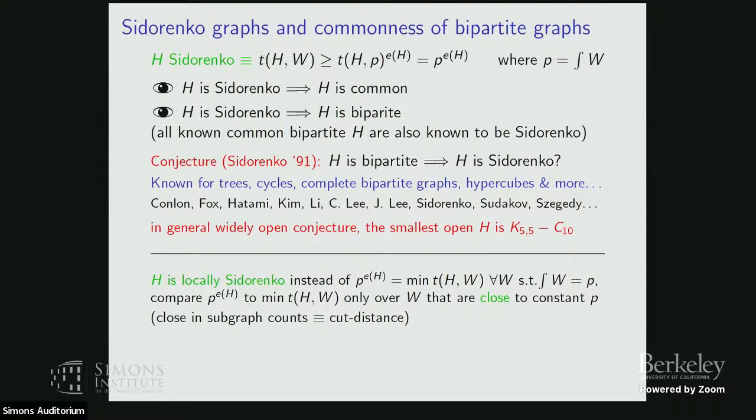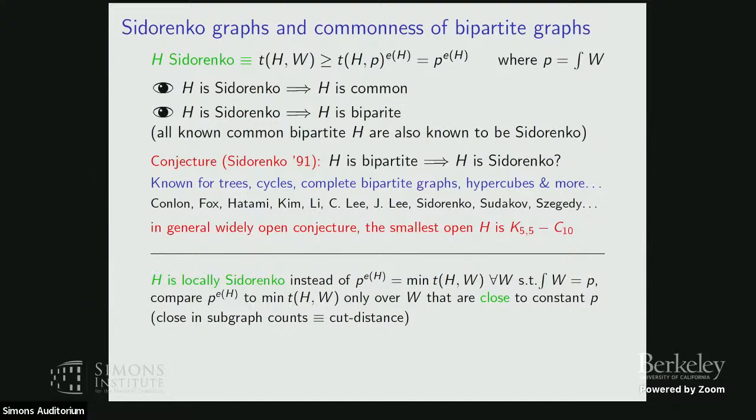But again, one doesn't need graph limits a priori, but having graph limits as a tool was very handy when one tried to look at a weaker version of, or a relaxation of, Sidorenko's conjecture, and the relaxation I have in mind now is the local version of it.